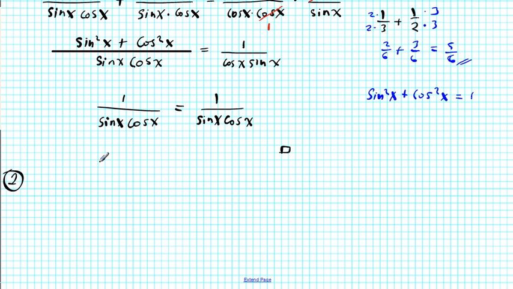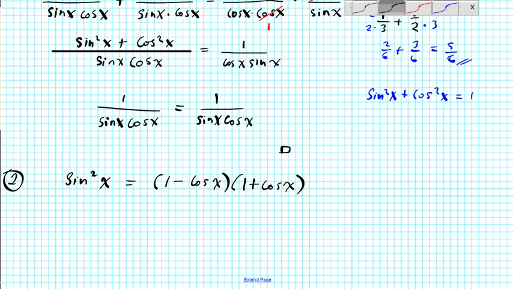In question 2, we have to show that sine square x is equal to 1 minus cosine x times 1 plus cosine x. Alright, so in this case, these two parentheses are begging us to do something, which is distribute. So we'll want to distribute this first and then see what happens. This is a difference of squares in factored form, so if you want to do this mentally, simply 1 minus cosine square x, okay?